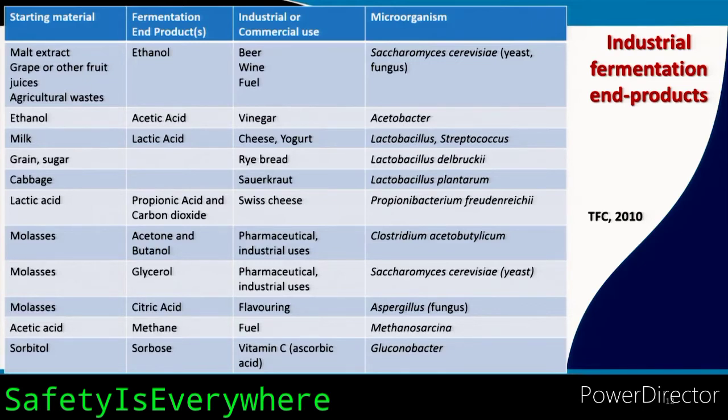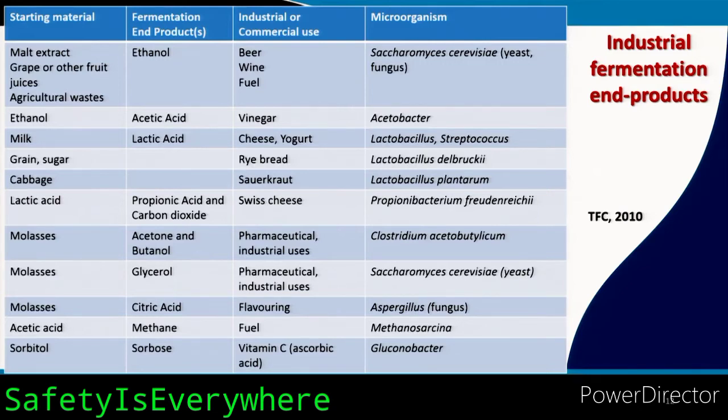Then we come to cabbage. Cabbage is converted to sauerkraut, which is a very popular food material, and that is generated using Lactobacillus plantarum. Lactic acid can be converted to propionic acid and carbon dioxide in the production of Swiss cheese, and the microorganism responsible for this is Propionibacterium species. Molasses, which comes from sugarcane, can be converted to acetone and butanol.